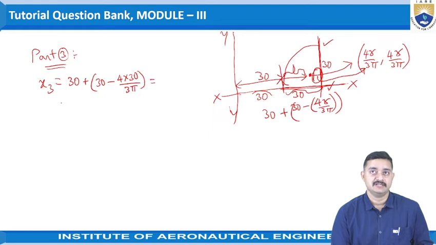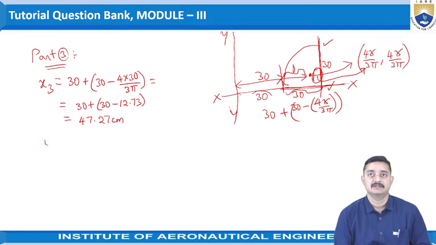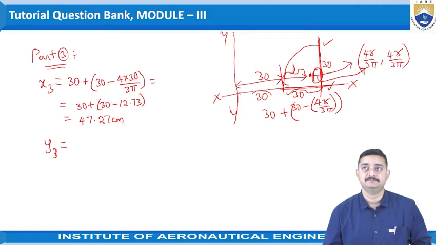So solving this, we can get it as 30 plus 30 minus 12.73. So further simplification, you will be getting the value of x3 as 47.27 centimeters. Similarly, the value of y3.